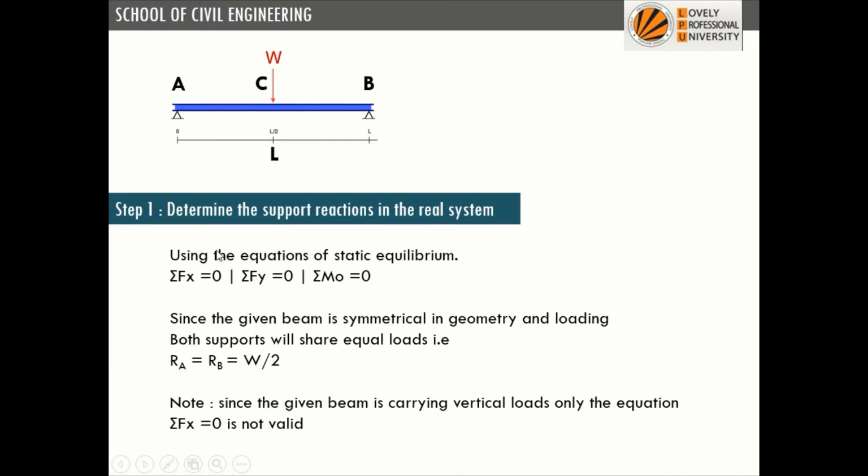To calculate the reaction, how to calculate reaction? By using equations of equilibrium. Since the structure, as we can see, is symmetrical, both the supports will share the load equally. So what is the total load? Total load is capital W. So reactions would be half of that, that is W by 2.